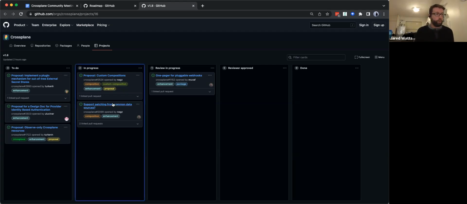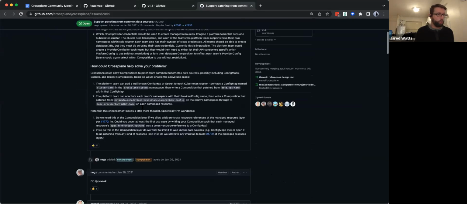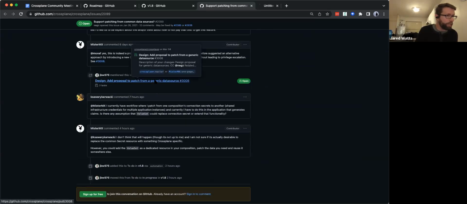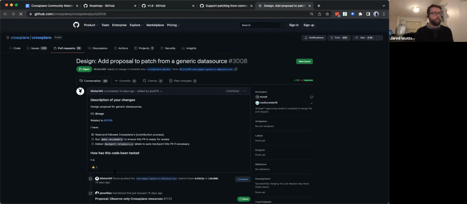So the current proposal, which I believe is being driven by Max, is looking pretty good. Where is the pull request on this one? I think it's this one, 3008. So I encourage folks to take a look at this, because I think it addresses a lot of people's requests for the functionality of being able to support patching in from common data sources.